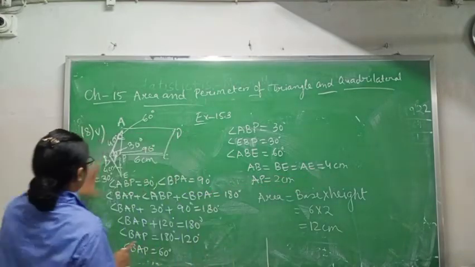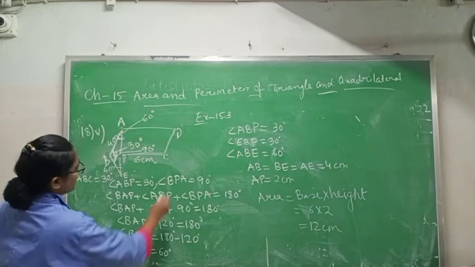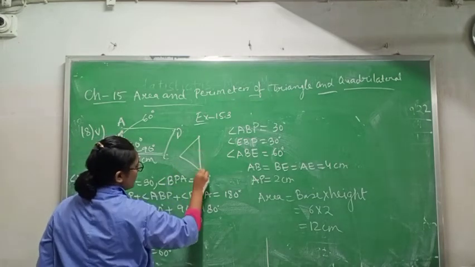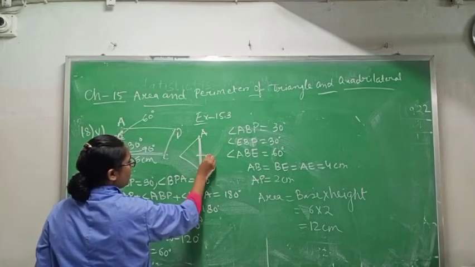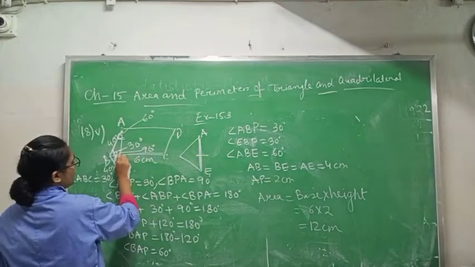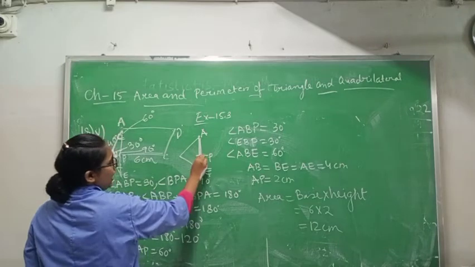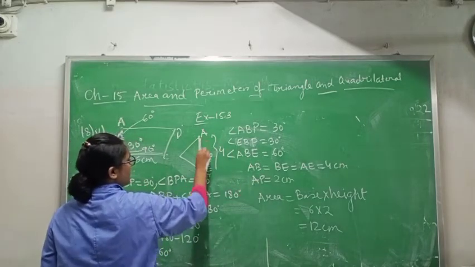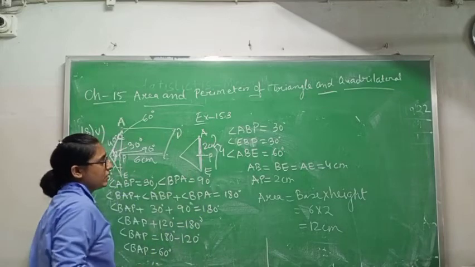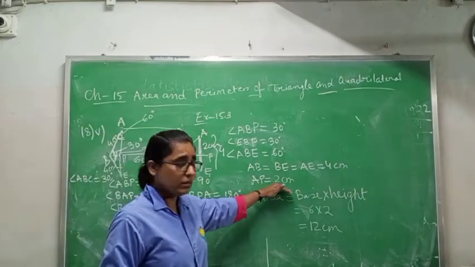And if AE is 4, which line? This line, this AE line is 4 cm. It means half, because P is the midpoint. AP will be how much? AP will be 2 cm. This whole is 4 cm. It means AP will be 2 cm. So AP equals 2 cm.